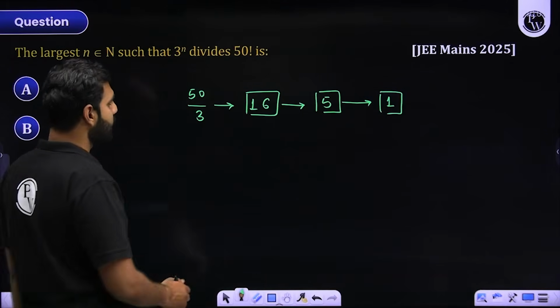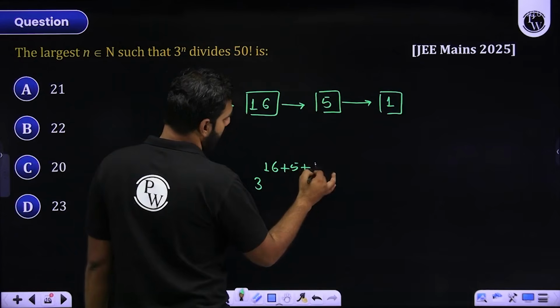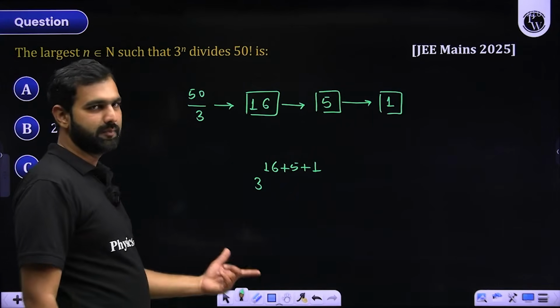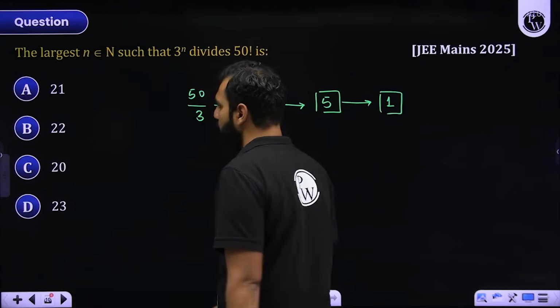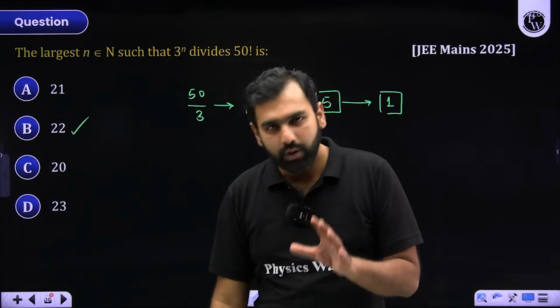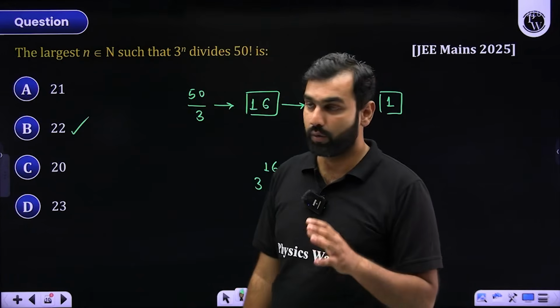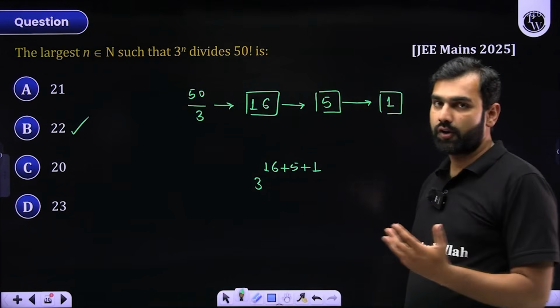Total number of 3s which I'll be seeing will be 16, 5 and 1, which when calculated gives you 16 plus 5 is 21 plus 1 is 22, which means option B needs to be marked correct. Are you not realizing how simple this chapter is, how easily you can master it, and how easily you can mark correct options from this question?